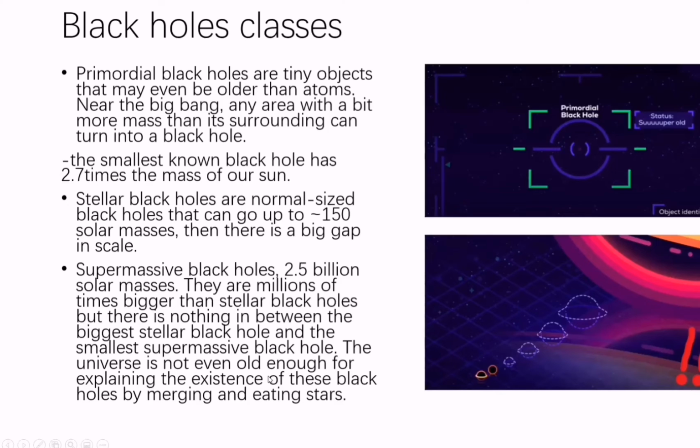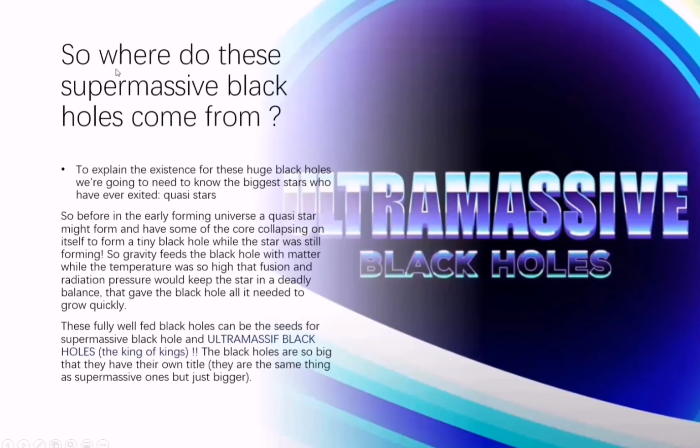The universe is not even old enough for explaining the existence of these black holes by merging and eating stars. Black holes can merge with each other to create bigger ones, and they can also just eat stars. Like there's a big blue giant here, and most of its matter just starts flowing down into a drain, and the drain is the black hole, and it just keeps enveloping matter. So where do these supermassive black holes come from?